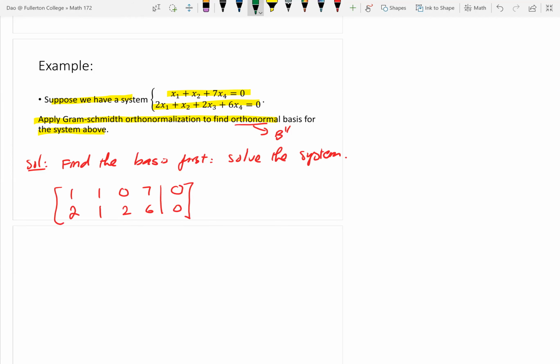All right, let's go ahead and solve that. You get 1, 1, 0, 7, 0. You got a 0 here, negative 2 times 1, negative 2 plus 1, you get negative 1. Negative 2 times 0 is 0, plus 2 will be 2. Negative 2 times 7 is negative 14. Negative 14 plus 6 is negative 8. And then that's a 0 there.